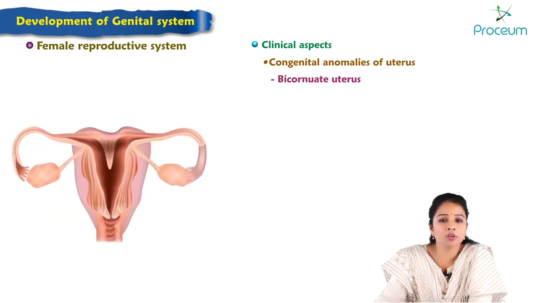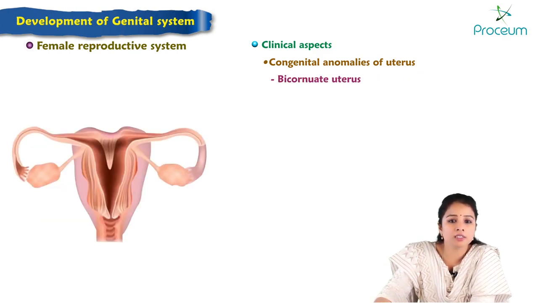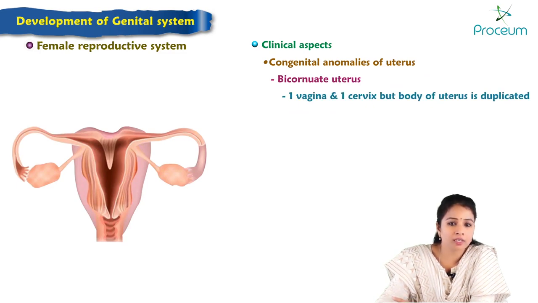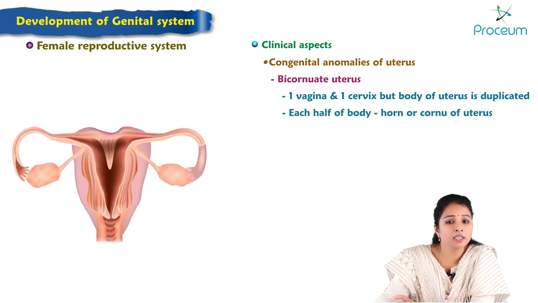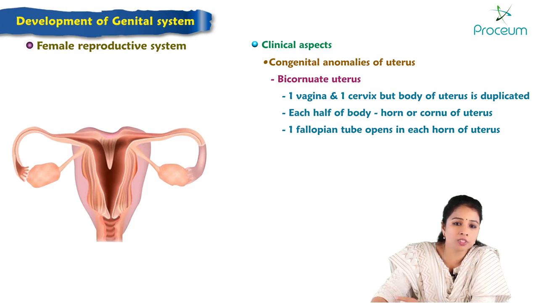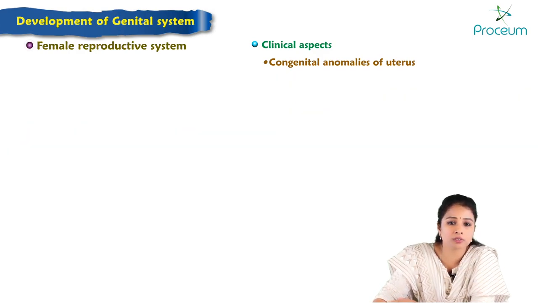Next, about the bicornuate uterus. In this condition, there is one vagina, one cervix, but the body of the uterus is duplicated. You can see the body of the uterus is duplicated, and each half of the body is called the horn or cornu of the uterus. So one fallopian tube opens in each horn of the uterus.